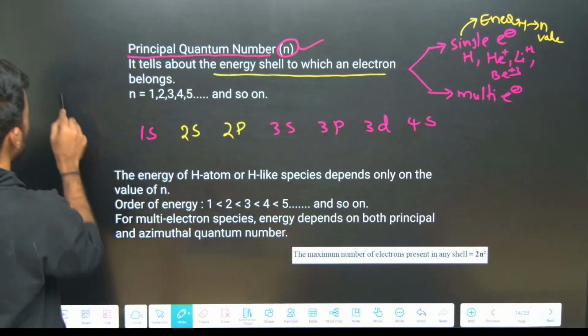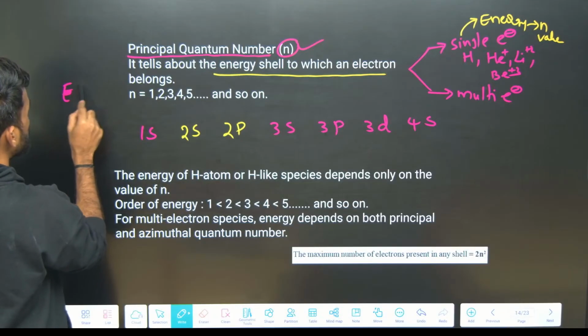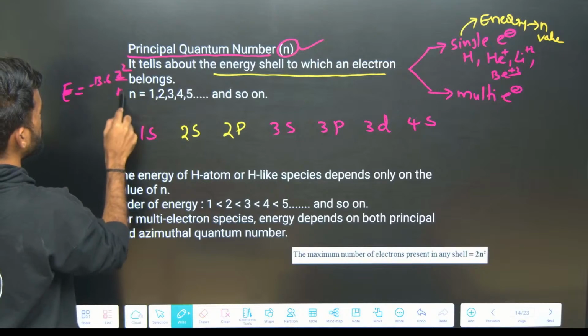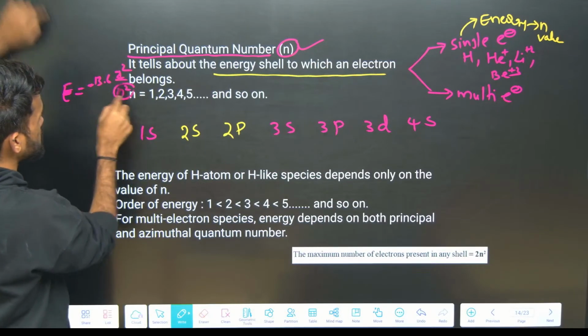Just now I gave a formula: E equals minus 13.6 Z square by N square. See, minus is there and N square is in the denominator.